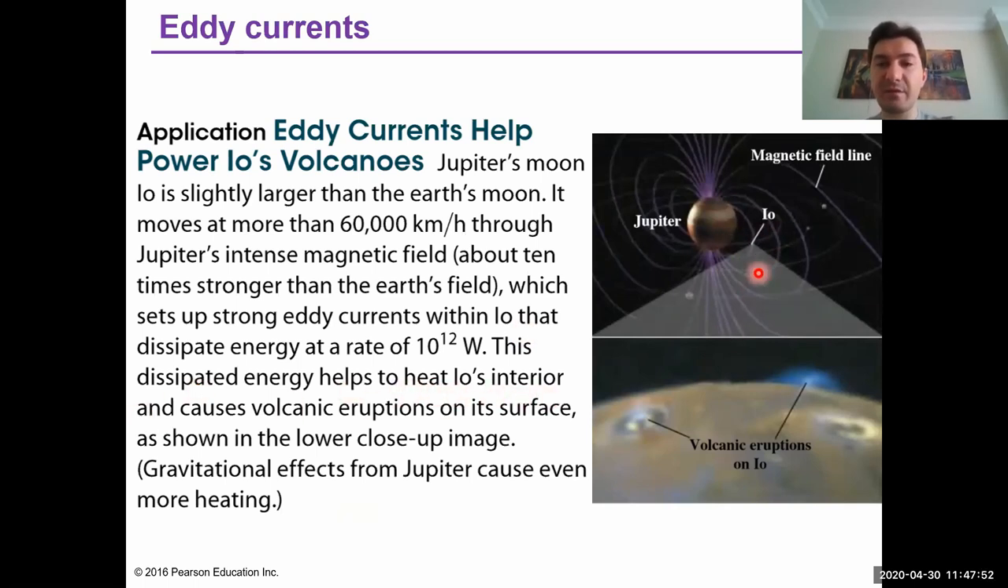So the interior of Io is heated due to that dissipated energy. And then this causes volcanic eruptions on its surface. So this is Io. If you magnify it, this is the surface of Io. Here you see volcanic eruptions on Io, okay? Due to the eddy currents. So this is another application of eddy currents, or just to understand the mechanism of volcanic eruptions, eddy currents will help us to understand them.